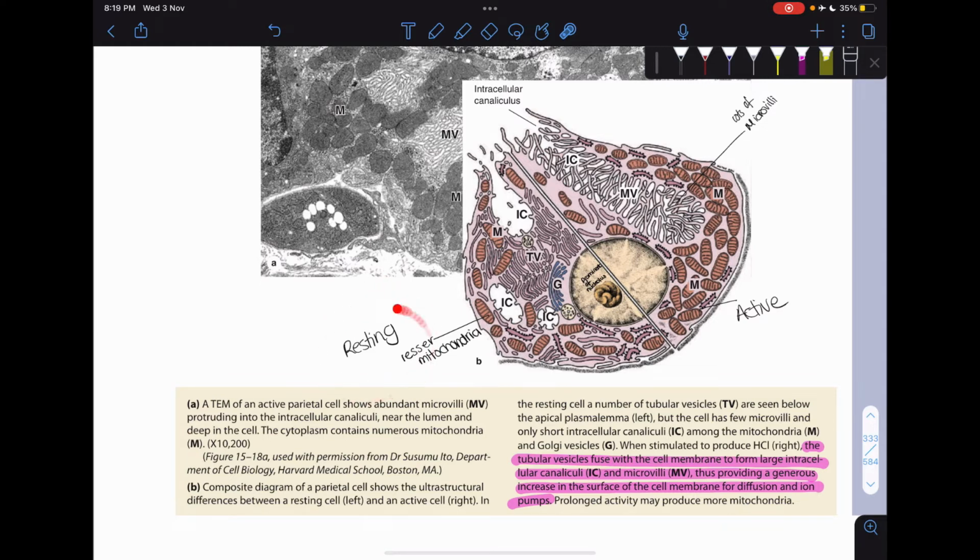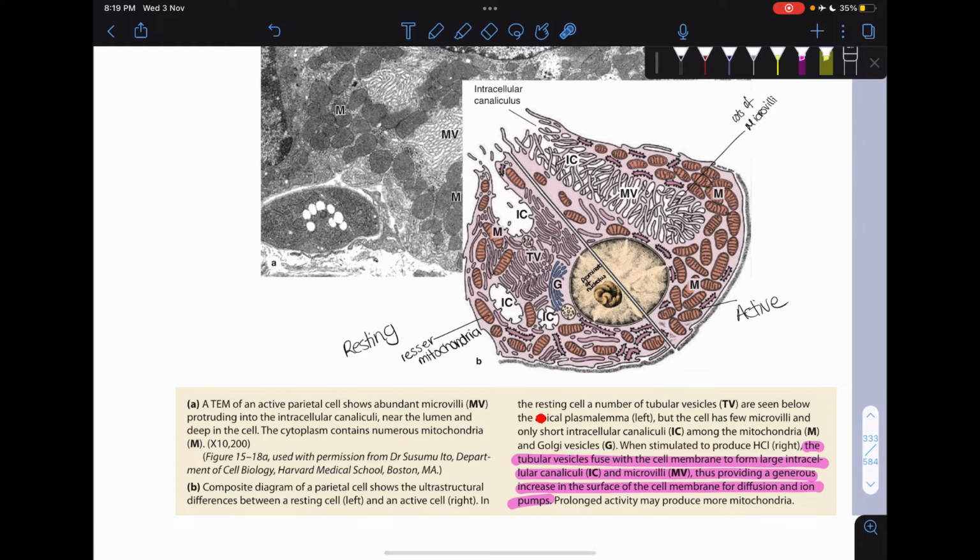بالresting part of the parietal cell, بالinactive phase of the parietal cell, ما في عنا microvilli because once the cell is stimulated, لما يكون في activation, the tubular vesicles will fuse with the cell membrane forming lots of microvilli. ونفس ما حكيت هلا المicrovilli provides a generous increase in the surface area of the cell membrane for diffusion and ion pumps. And prolonged activity may produce more mitochondria. So كل ما زادت الactivity كل ما كان في عنا mitochondria أكتر.